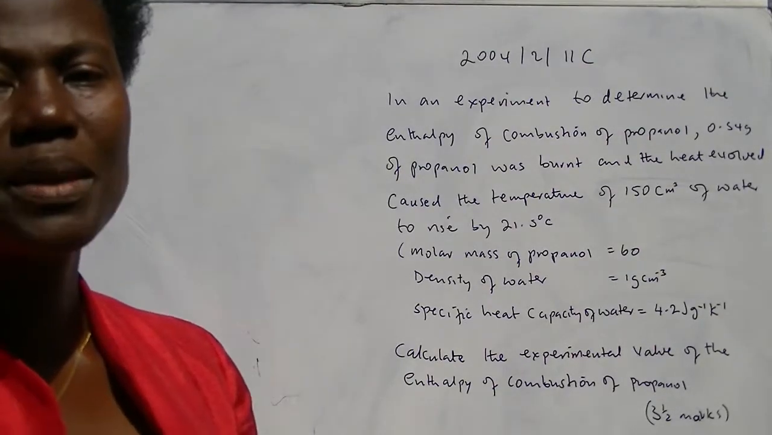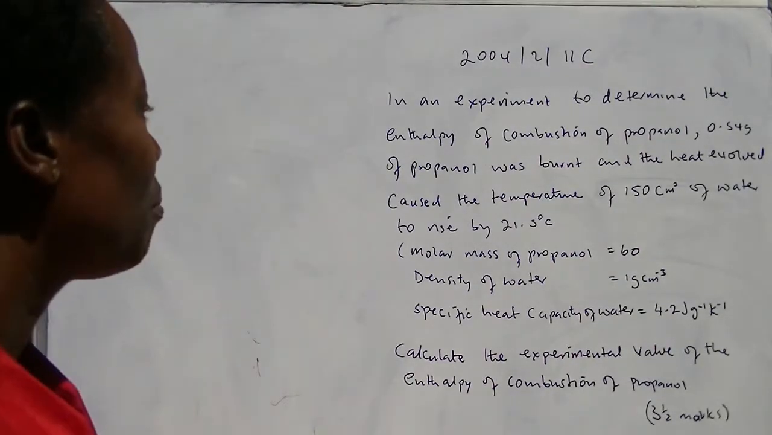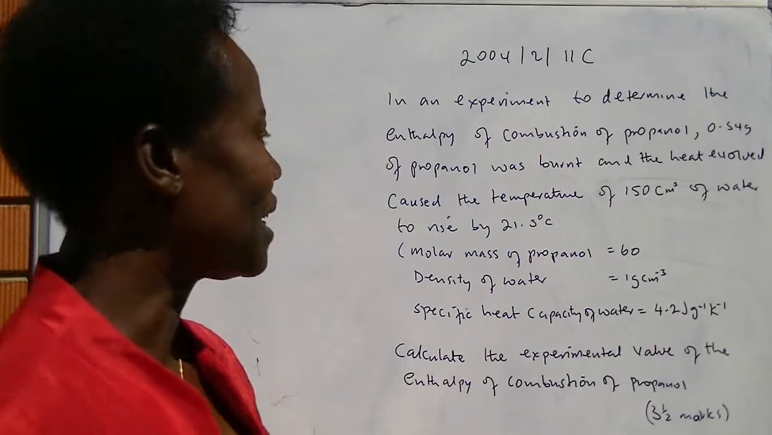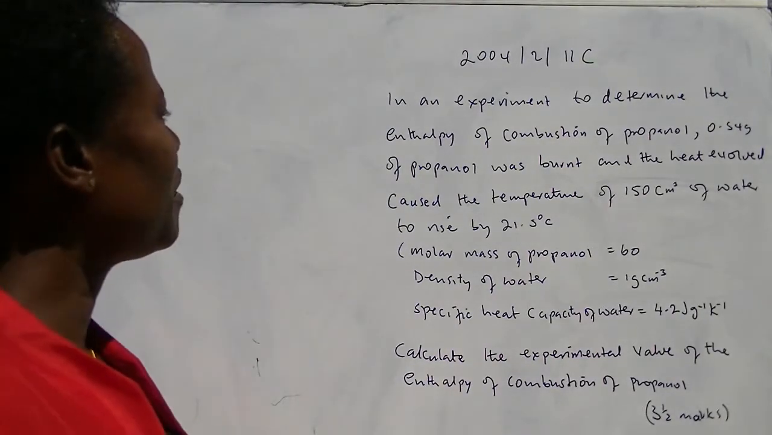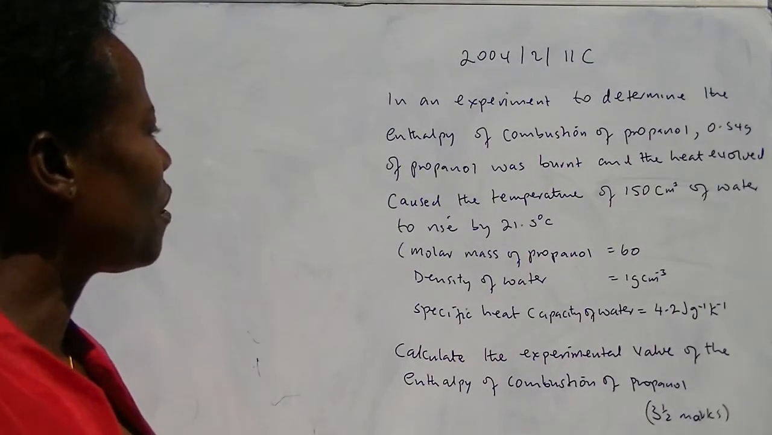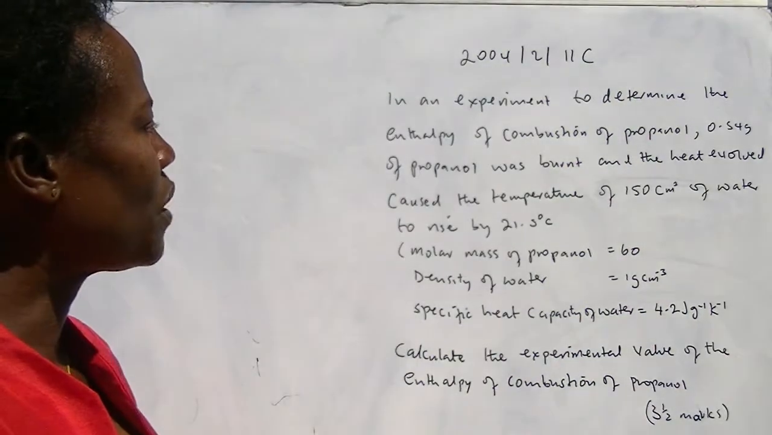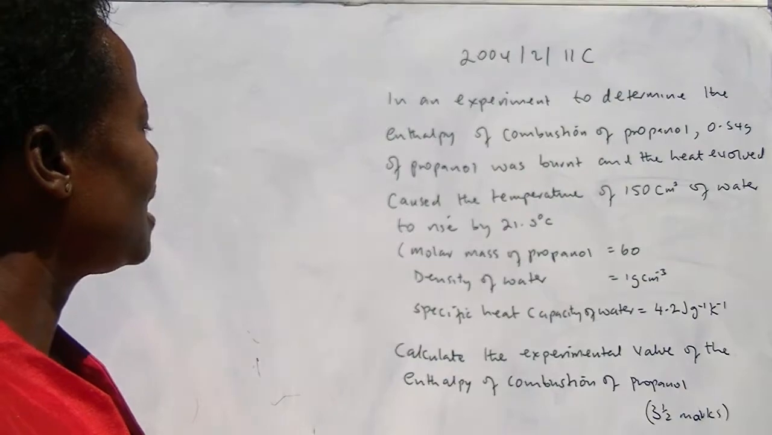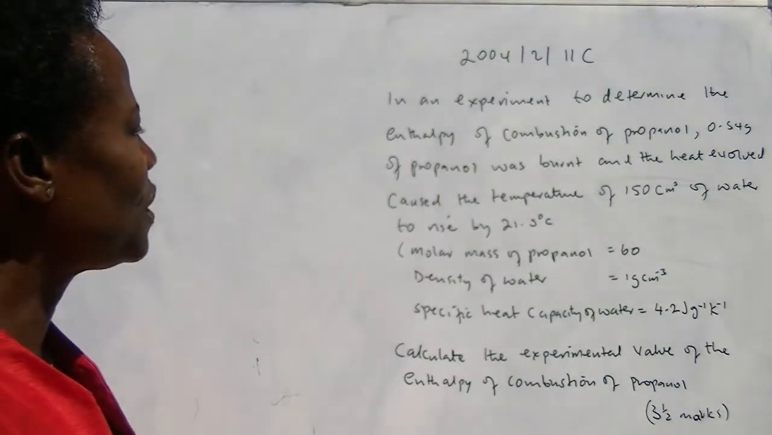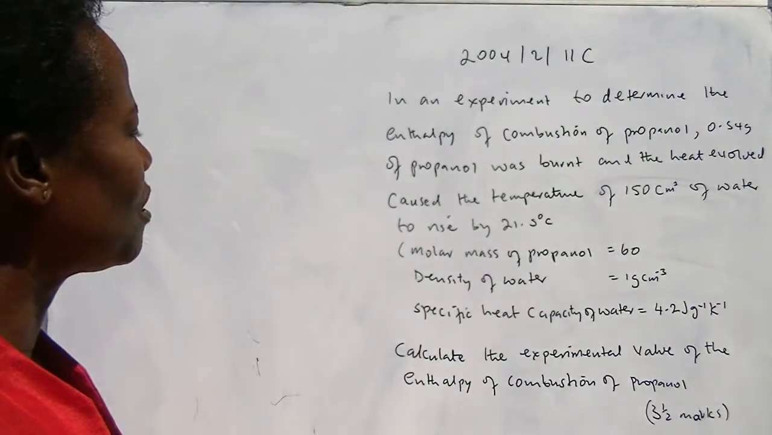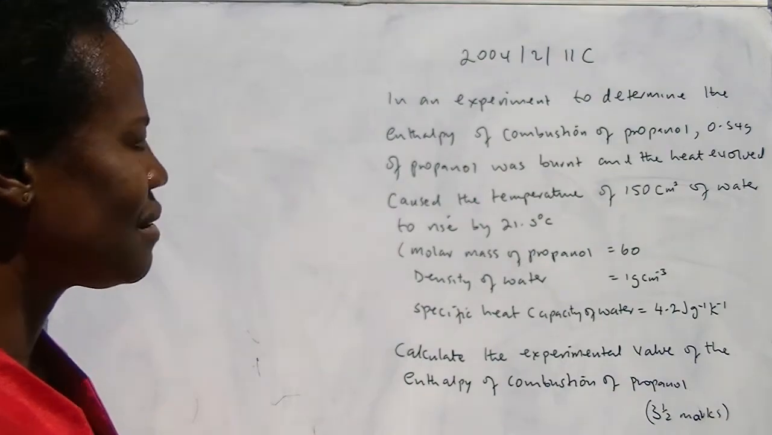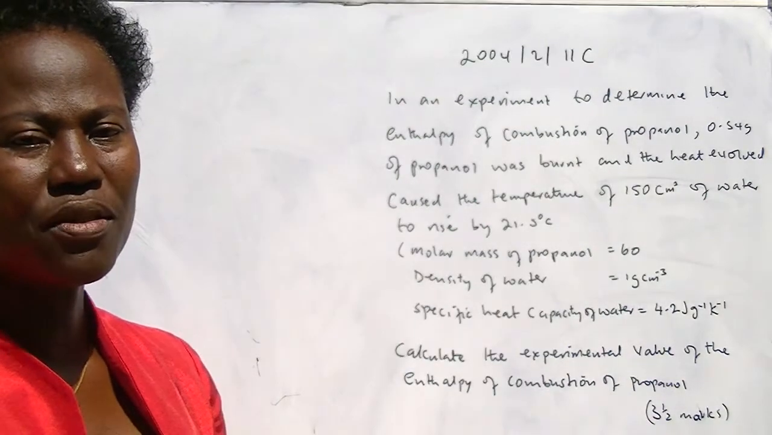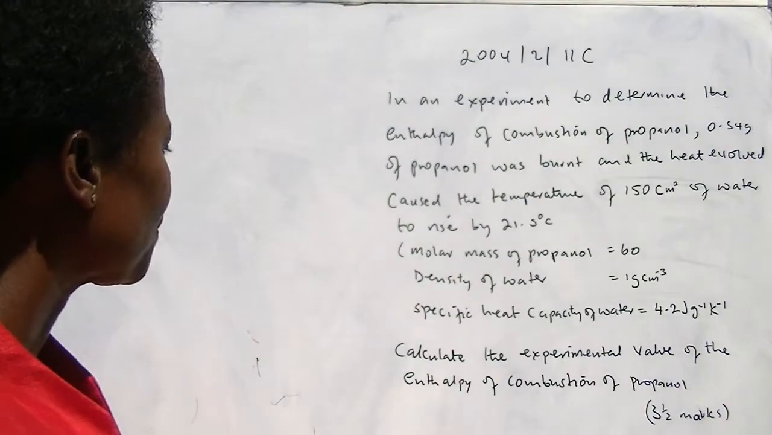The example is obtained from 2004, paper 2, number 11, part C. In an experiment to determine the enthalpy of combustion of propanol, 0.54 grams of propanol was burnt, and the heat involved caused the temperature of 150 cubic centimeters of water to rise by 21.5 degrees Celsius.